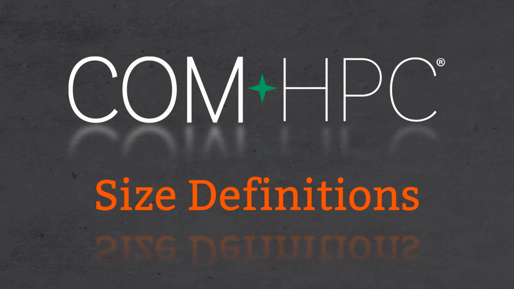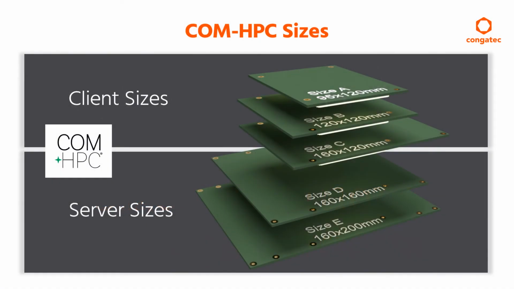Let's talk about size definitions. COM-HPC defines in total 5 different sizes. So the smallest implementation, the size A, with 95 by 120 millimeters, is about the size of a COM-Express basic module, which means the smallest COM-HPC size is about the largest COM-Express size.